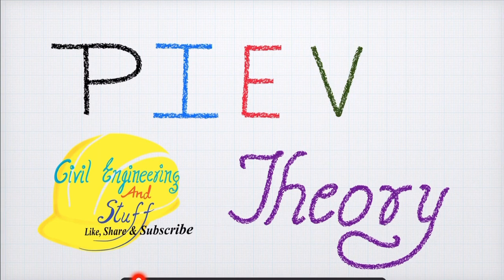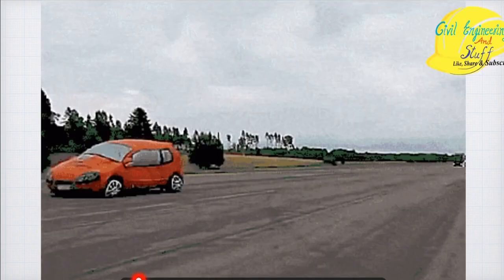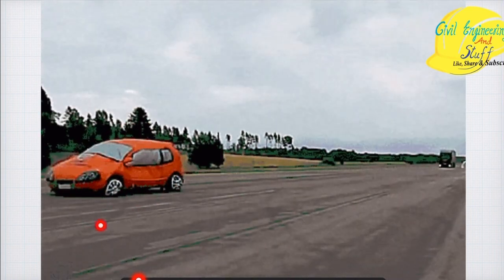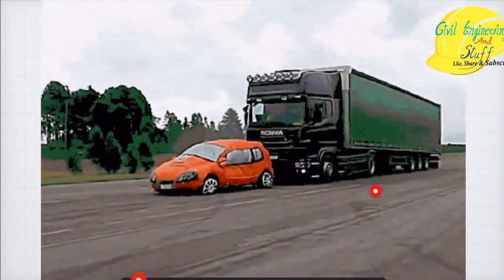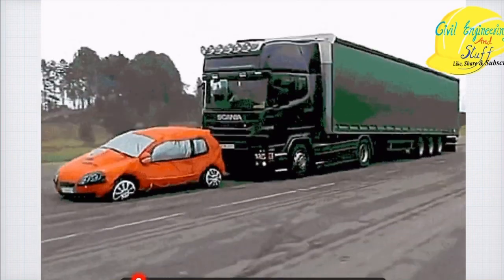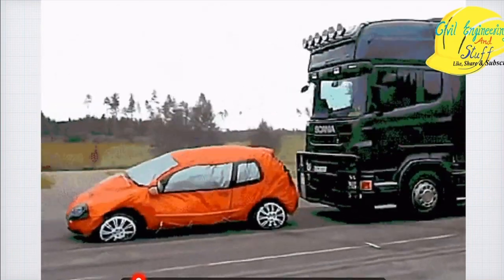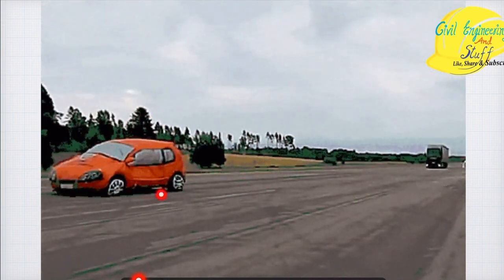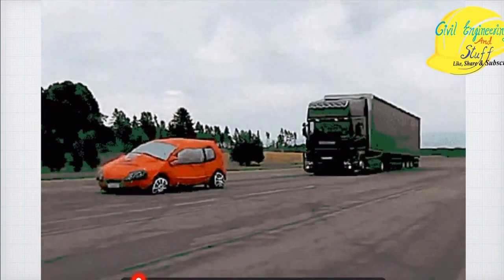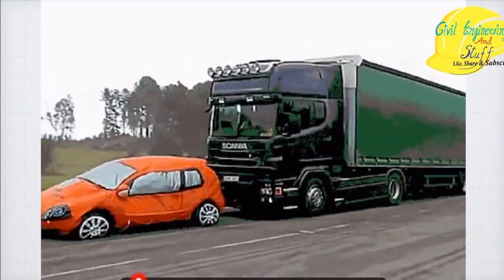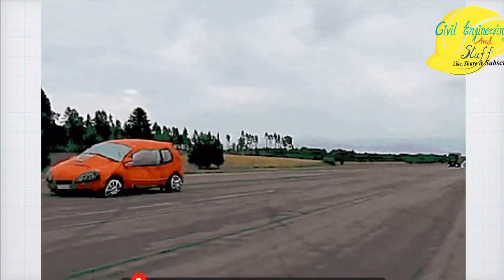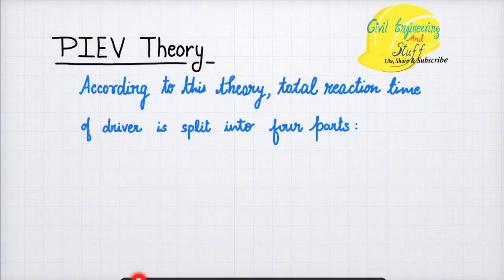And in today's video lecture, we are going to discuss PIEV theory. So you must have observed that as and when you are driving on the road and you see any obstruction, you react to that obstruction and you apply the brakes or change your route just to ensure that you are safe, right? This reaction time, where you observe an obstruction and react to it, we have a theory that explains this total reaction time, and that theory is PIEV theory.